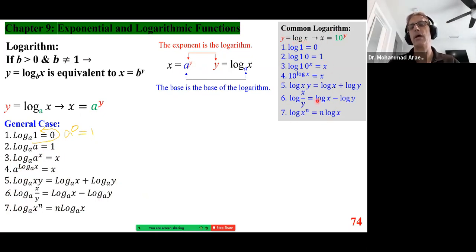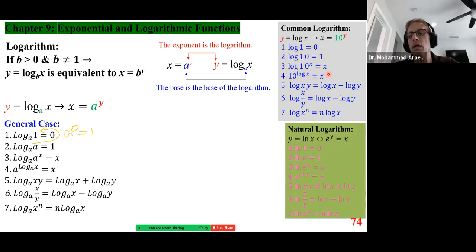So basically don't write the base 10. In this case, you don't have to. In this case, you want to be careful, you write log base 10. In this case, you write log base 10 to the power of x is x. This one, 10 to the power of log x equals x. And finally, natural log, the base is e, the same thing happens.